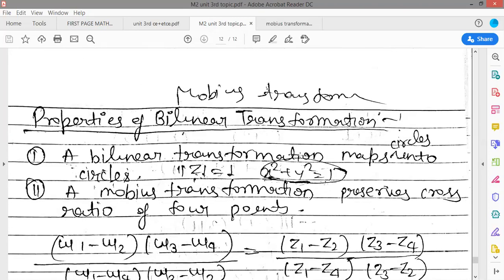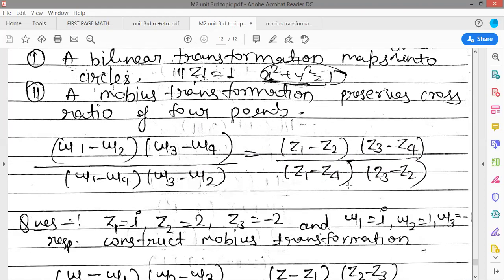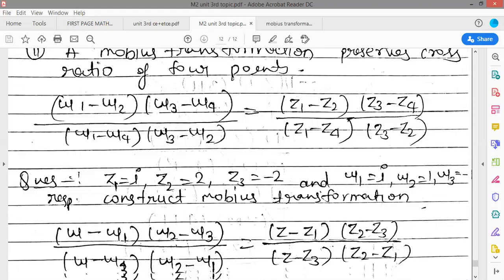There is a property of Mobius transformation. A Mobius transformation maps a circle into a circle. That means if mod z is equal to 1, this is your circle of radius 1, so x square plus y square is equal to 1. A Mobius transformation preserves the cross ratio of 4 points. As I told you above, learn the proof of this and learn this formula also.